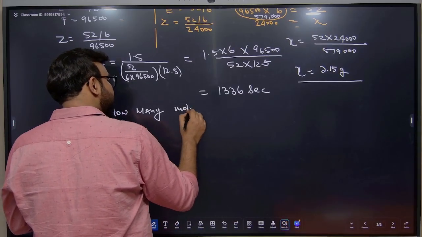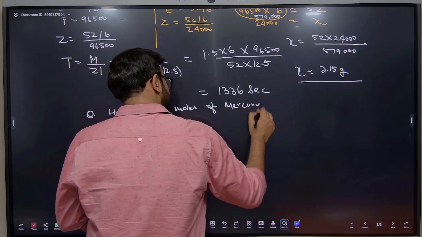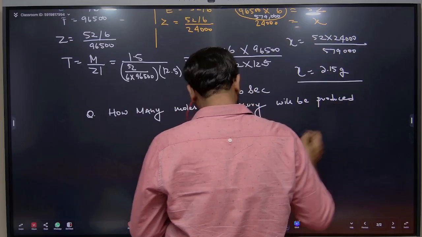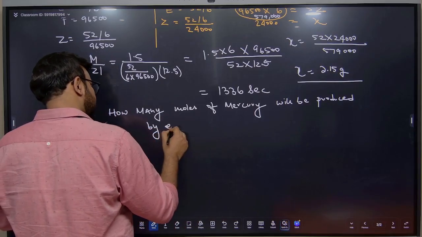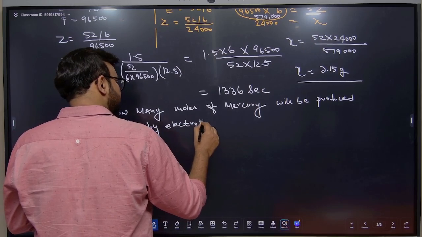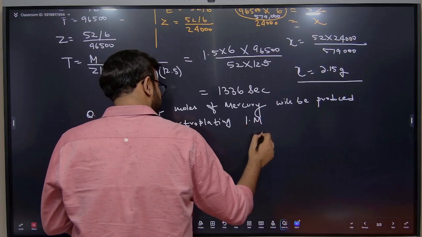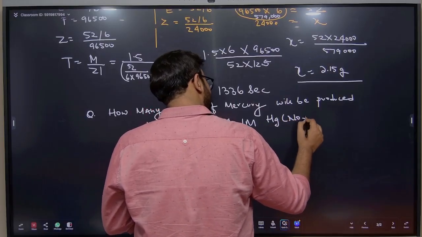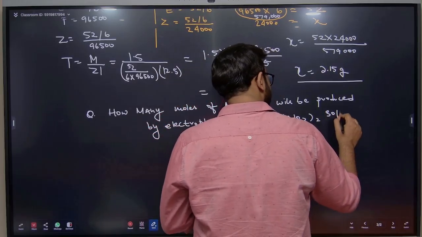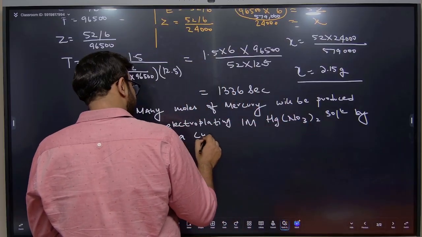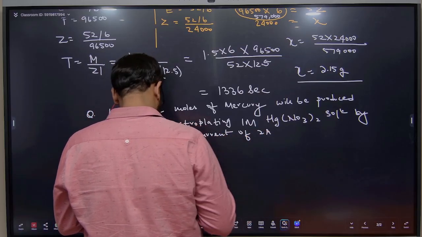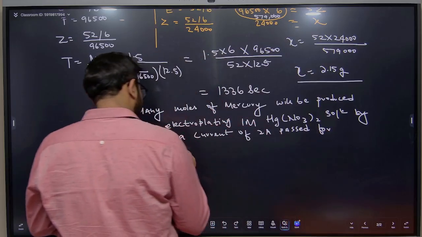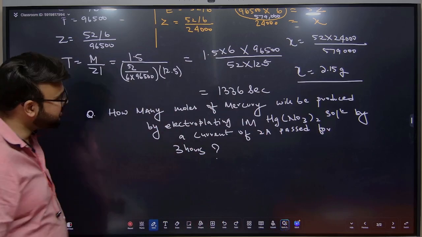How many moles of mercury will be produced by electroplating 1 molar HgNO3 whole twice solution by a current of 2 ampere passed for 3 hours. Guys, how simple the question is.